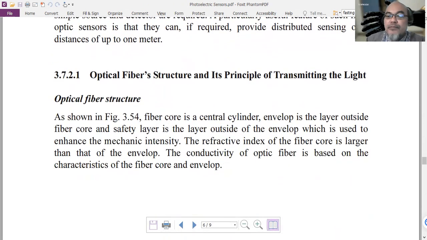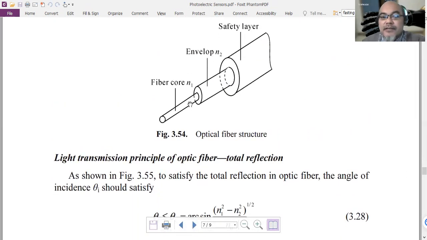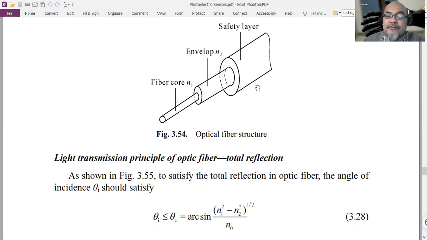So how does an optical fiber transmit light? Usually, optical fiber structure consists of these three layers. We have a fiber core, which is surrounded by an envelope material, and the outermost layer, there is a safety layer to hold them all intact. The fiber core and envelope are two different optical materials, which have N1 and N2 refractive index respectively.